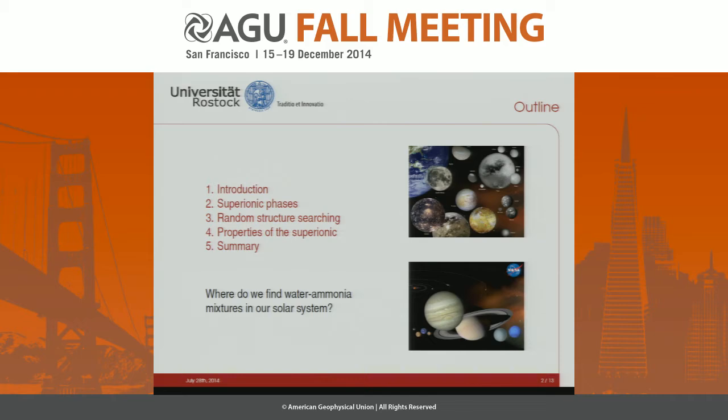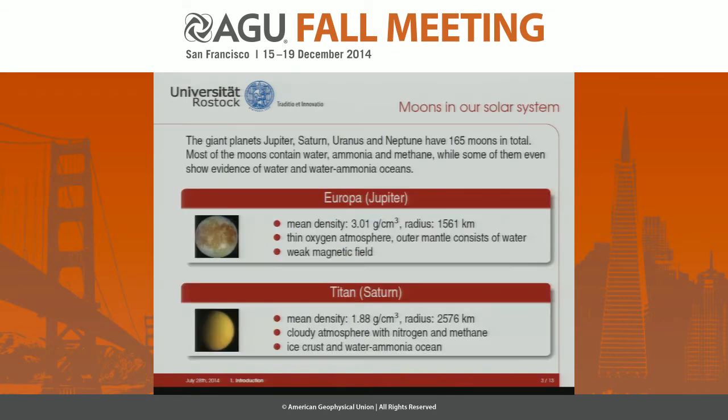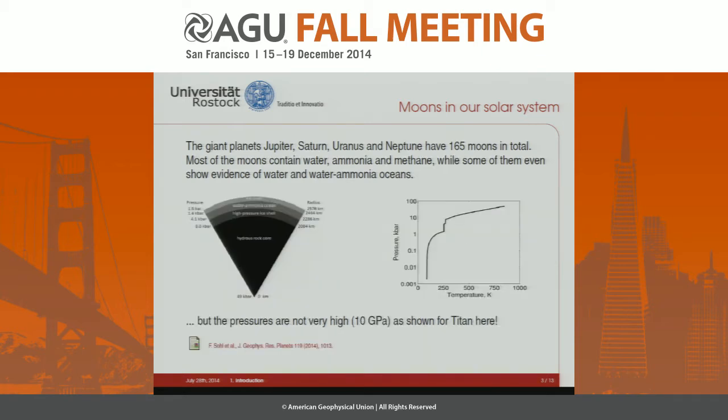As we heard in the previous talks, water is very abundant in our solar system, and the planets should be composed in large fractions of water. But where do we actually find ammonia in this system? If we look at the moons in our solar system, there are lots of them: 165 moons in total for the gas giant planets. Lots of them, for example Europa and Titan, have water oceans or water-ammonia oceans.